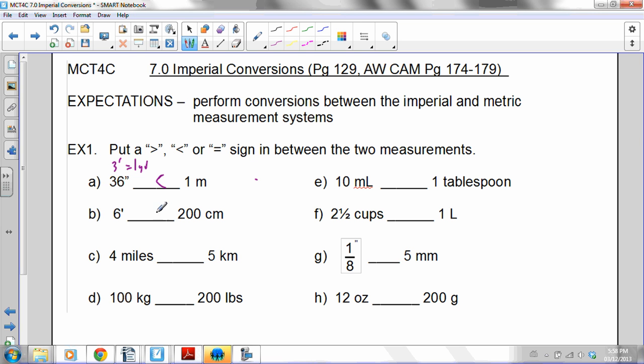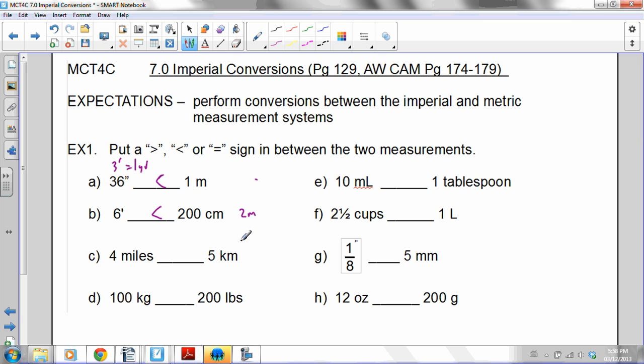6 feet and 200 centimeters. Well, when I think of 200 centimeters, I'm thinking of 2 meters. Like 2 meter sticks tall, versus a 6 foot tall person. 6 foot is shorter than 2 meter sticks put on top of each other, isn't it? And then some of these are tough. Like which is longer, 4 miles or 5 kilometers? Well, how do you remember that one?